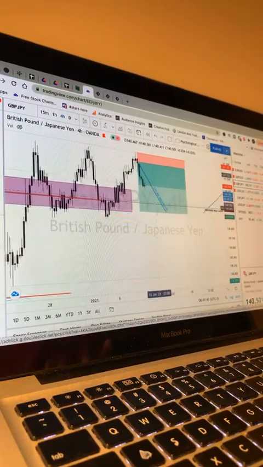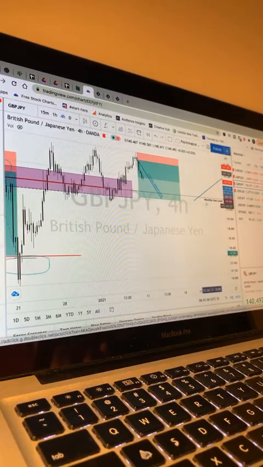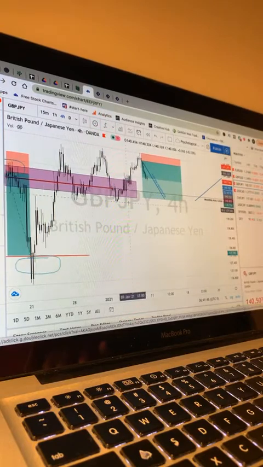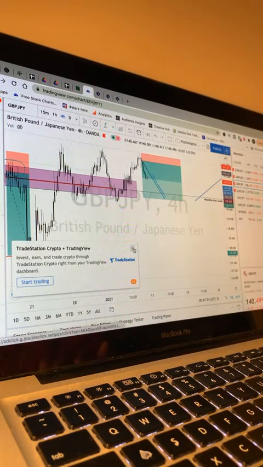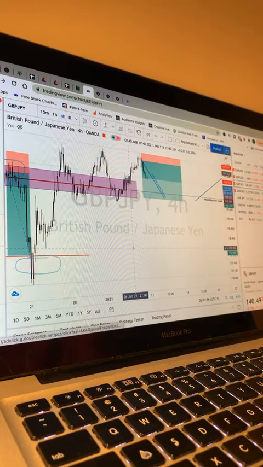And this area of support that I have marked up is a monthly key level. It is a purple box, because it's more like a zone for me. Once price gets to these zones, it lets me know to look for different opportunities. And in this instance, it would be the buy opportunities.